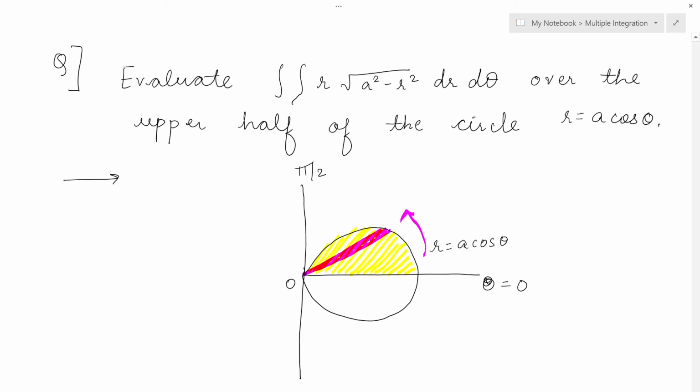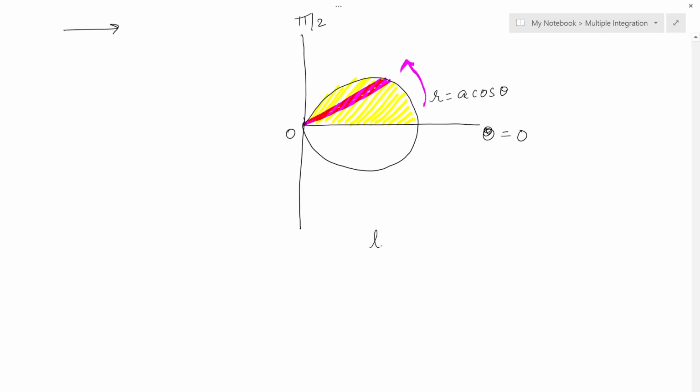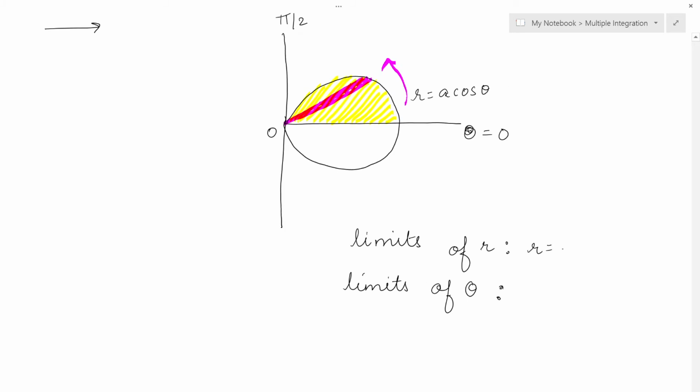You know that the region of integration is the upper half of the circle. You have to draw the radius of this circle, which will start from the origin and terminate on the circle r is equal to a cos theta. So the limits of r we will find out, and then the limits of theta. The radial strip will touch over here, that is 0, and here it is touching the circle, that is a cos theta. So these are the limits of r.